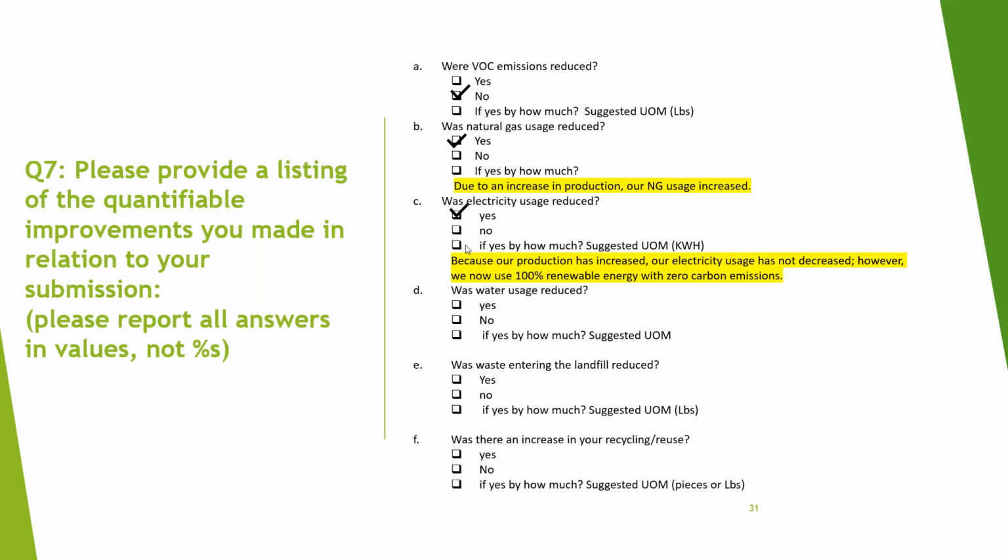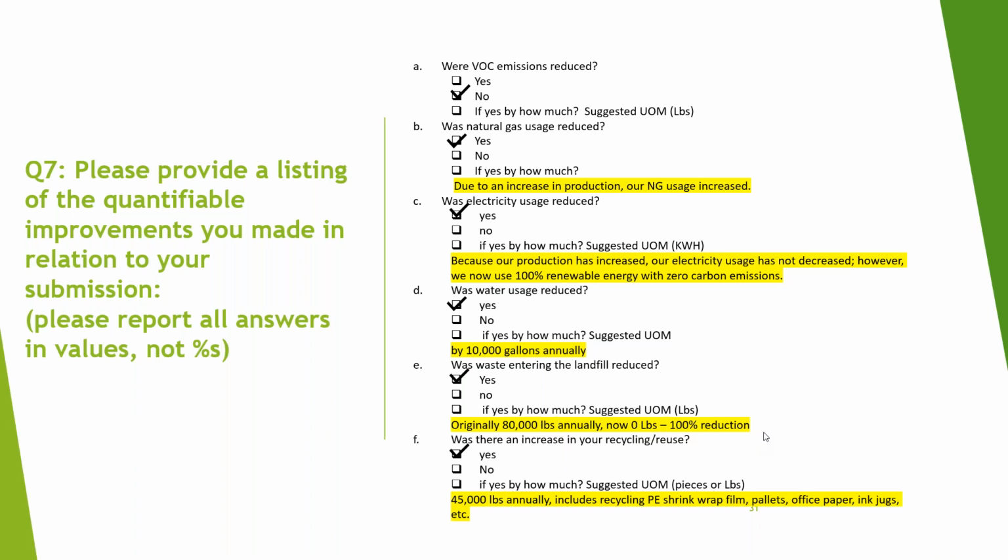calculation. Their electricity usage reduced. Again, because of the production of this particular example, their usage did not decrease. However, they're now 100% renewable energy with zero carbon emissions. So a great story there to tell. Their water usage did decrease by 10,000 gallons annually. Their landfill also reduced. It was originally 80,000 pounds and now it's zero, so 100% reduction. And there was also an increase in their recycling and reuse, so 45,000 pounds annually was increased to recycling and reuse.